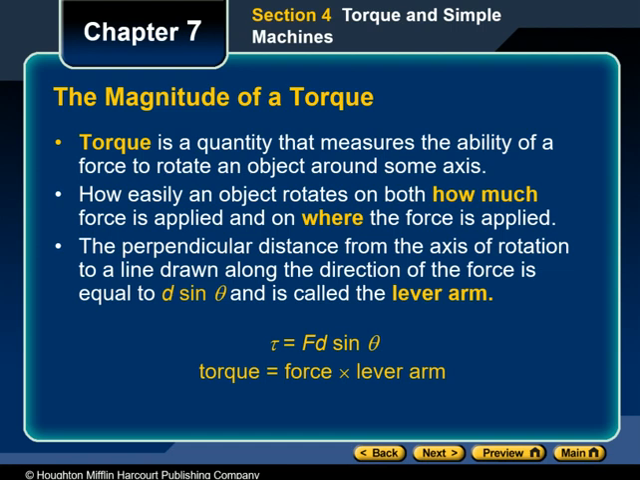Torque depends on the force and the lever arm. If the cat pushed the door with the same force, but at a point closer to the hinge, the door would be more difficult to rotate. How easily an object rotates depends not only on how much force is applied, but also on where the force is applied. The farther the force is from the axis of rotation, the easier it is to rotate the object and the more torque is produced. The perpendicular distance from the axis of rotation to a line drawn along the direction of the force is called the lever arm.